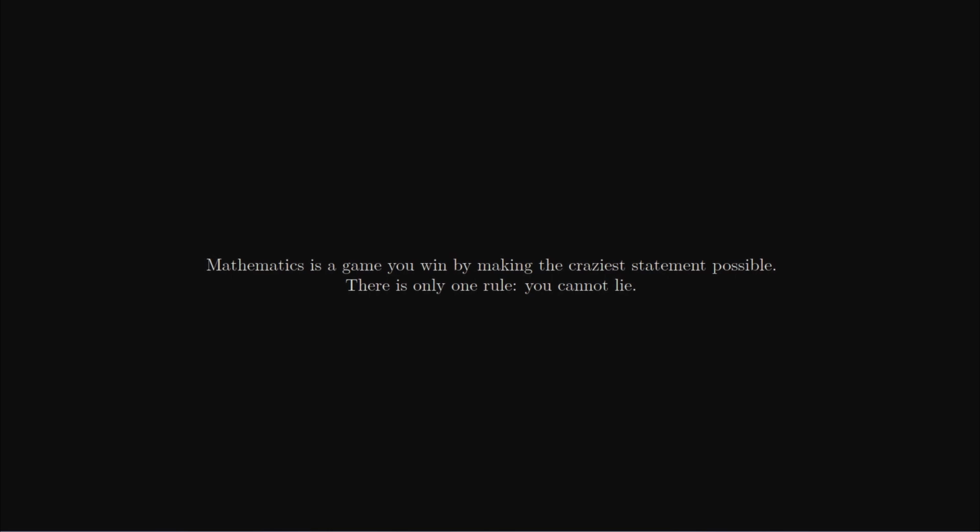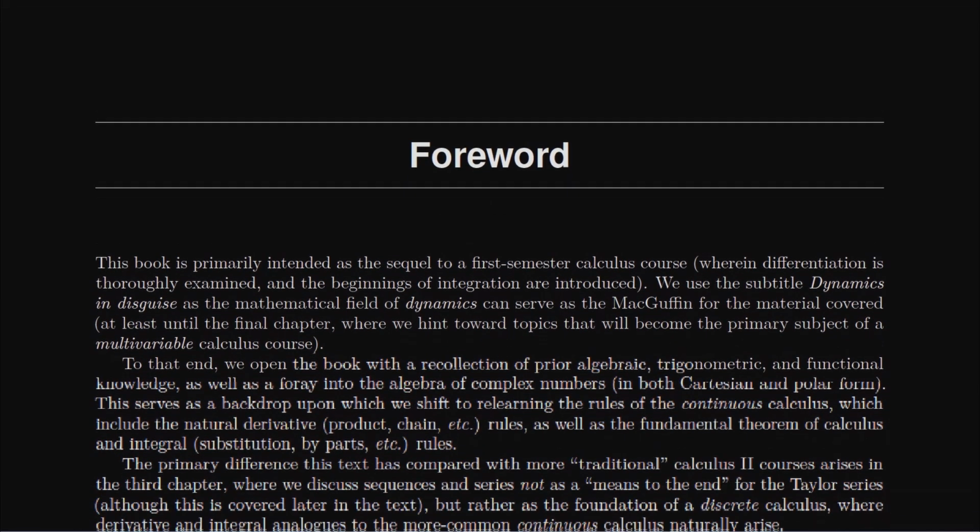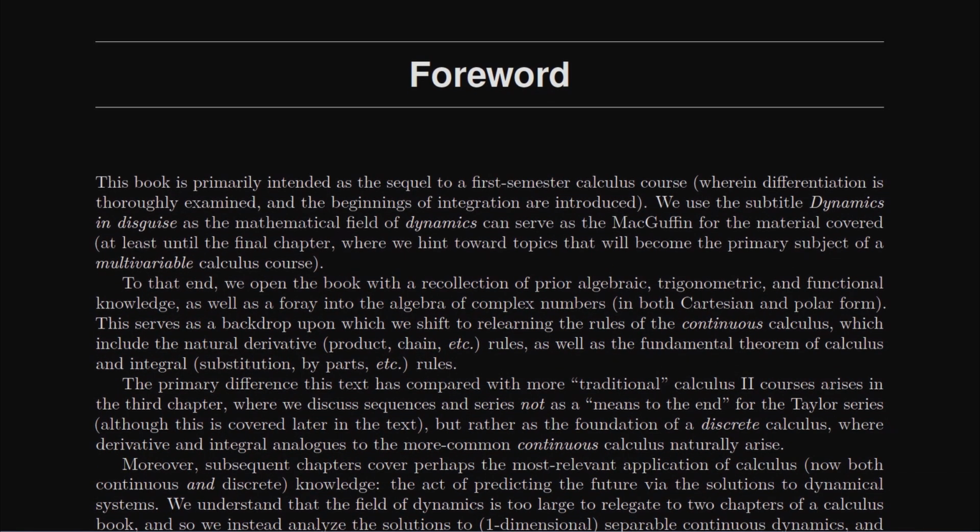So I have this nice little quote right away. It says, "Mathematics is a game. You win by making the craziest statement possible. There's only one rule. You cannot lie." And this is really the approach we're going to take to motivate a lot of what we'll be doing throughout this series. I've written a foreword here where I describe what to expect from the text, from the entire course, as well as the rest of the book.